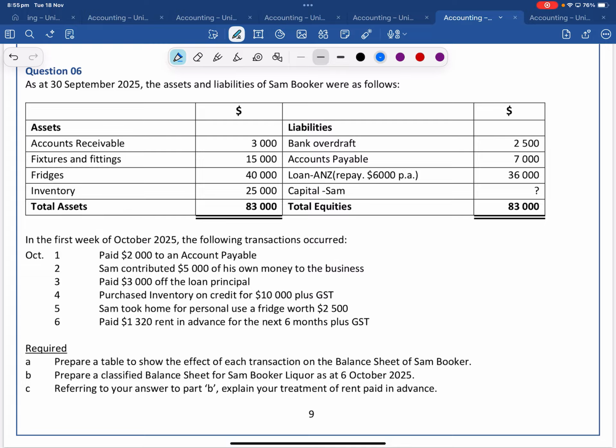GST? Do you remove GST? No. When you value an asset, unless it is accounts receivable or payable, we don't include GST in the item. But if it is accounts receivable and payable, we will add it with the GST. If it is hard, don't worry, I'll help you.